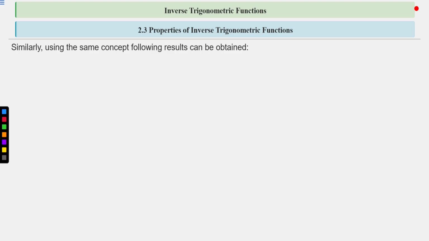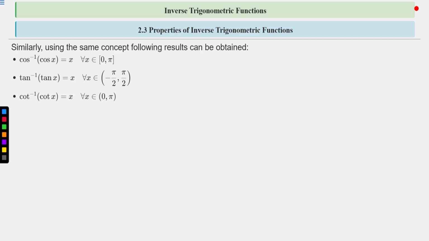These results we can obtain by using the same concept. The following results you can remember: cos inverse cos x is equal to x for all x belongs to 0 to pi. Tan inverse tan x is equal to x for all x belongs to minus pi by 2 to pi by 2, right? Cot inverse cot x is equal to x for all x belongs to 0 to pi, right? And sec inverse sec x is equal to x for all x belongs to 0 to pi, and x not equal to pi by 2. Clear? x should not be equal to pi by 2 here. You have to take care of that, right?